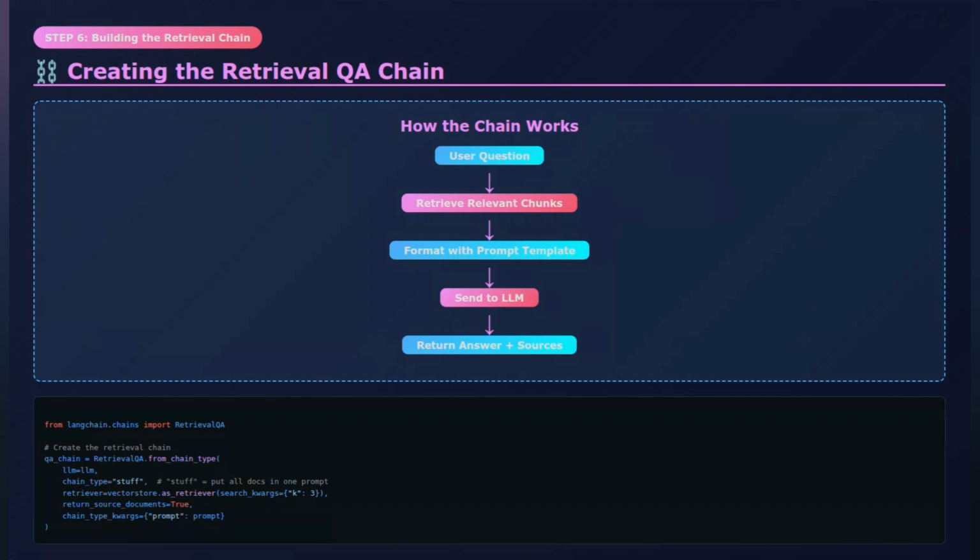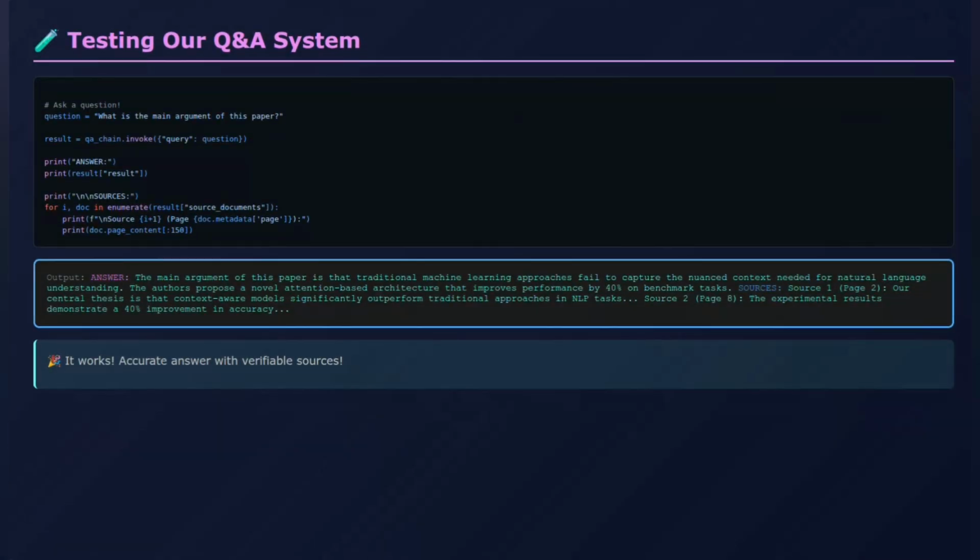Let's test it. We ask, what is the main argument of this paper? And boom, we get a comprehensive answer citing specific parts of the document. And look, we also get the source documents. We can verify the AI's answer against the actual text. This is production quality already.